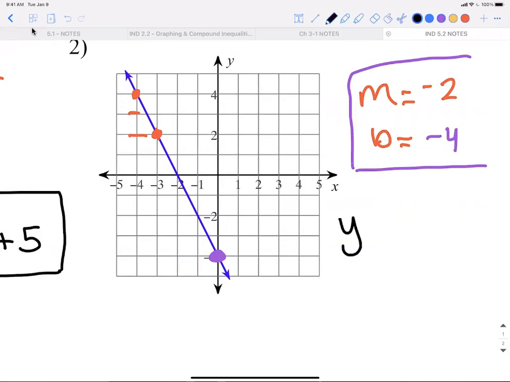I simply write Y equals my M, the generic X. Now for my B, notice it's -4. So I'm just going to write -4. Don't write plus a -4. That just makes it messy. Okay.